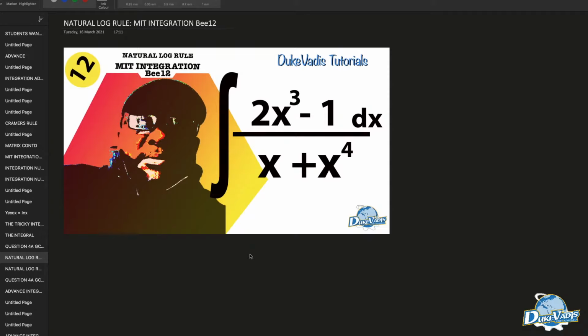The question on our screen is question number 12 from MIT Integration. The topic is the natural log rule, and this question is MIT Integration BEE 12. The question says: integrate (2x cubed minus 1) over (x plus x raised to the power 4) dx. So this is the equation we have at our disposal. How do we go about it?